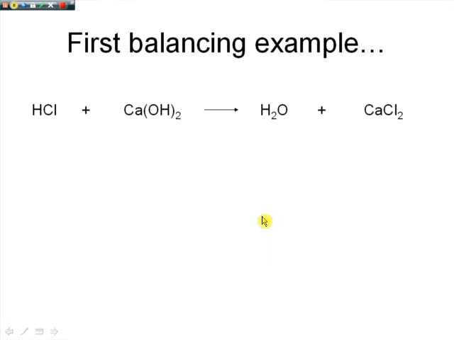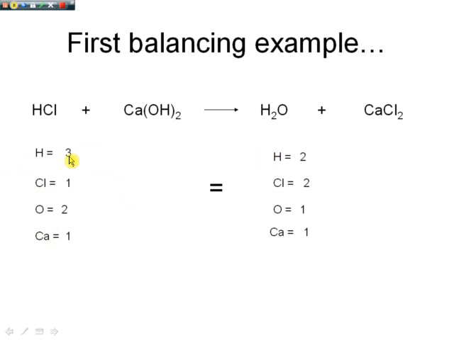Our next balancing example shows us hydrochloric acid plus calcium hydroxide reacts to produce water and calcium chloride. HCl plus Ca(OH)2 react to produce H2O plus CaCl2. My first step again is to count the total number of atoms on both sides of the equation. As difficult as this equation looks, we only have 4 types of atoms to worry about.